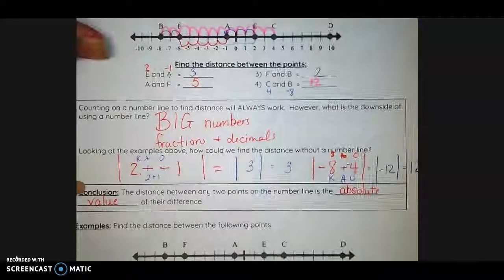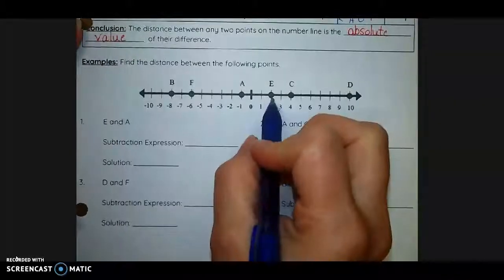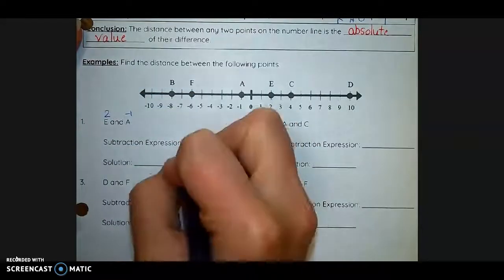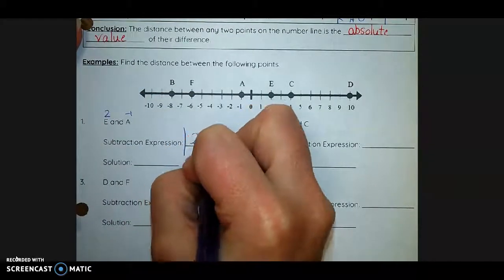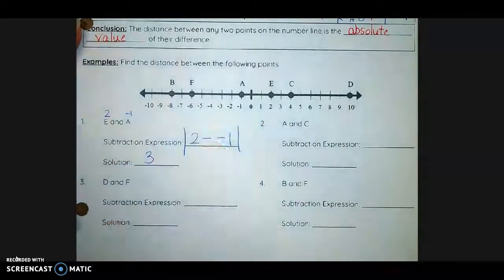So when we come back down here, we're going to practice writing those subtraction expressions. So I'm going to go from E to A. So that's 2, and that's -1. So we did 2 minus a -1, and we found out that the solution was 3.